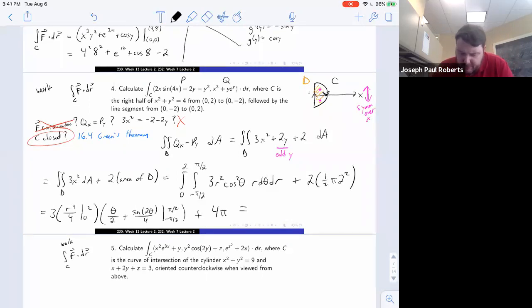So what, 16 fourths, so 4 times 3 is 12. 12 times, it's going to be pi over 2. So 6 pi plus 4 pi is 10 pi.